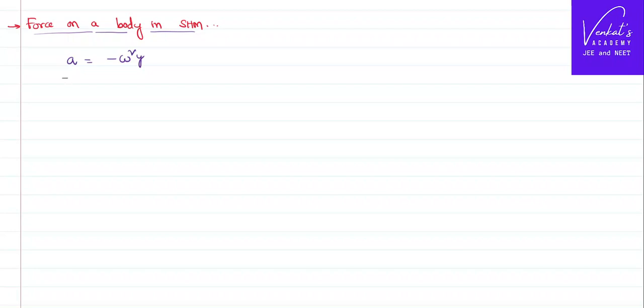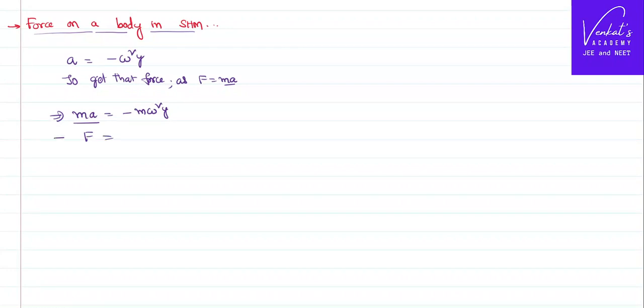Now we want to find out force. So to get that force, we know force is mass into acceleration. I will just multiply the above equation with m on both sides. So ma becomes minus m omega square y. In place of ma, I can write force as minus m omega square into y.